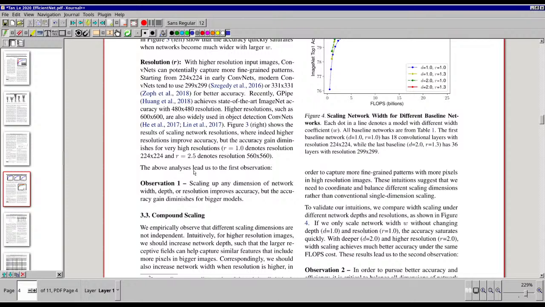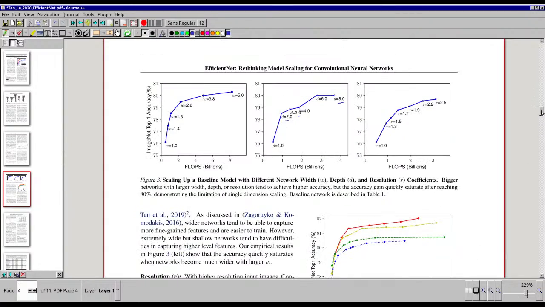The above analyses lead us to the first observation. Observation 1: Scaling up any dimension of network width, depth, or resolution improves accuracy, but the accuracy gain diminishes for bigger models. Okay.